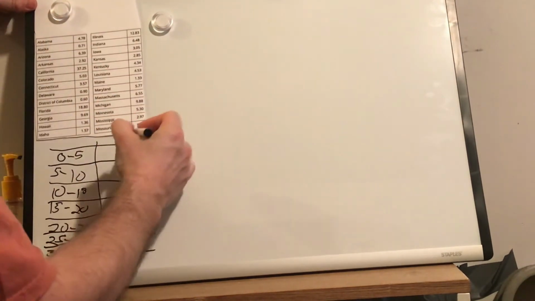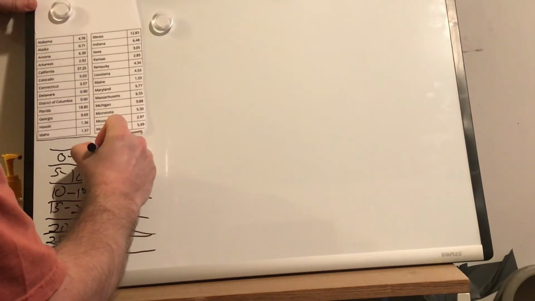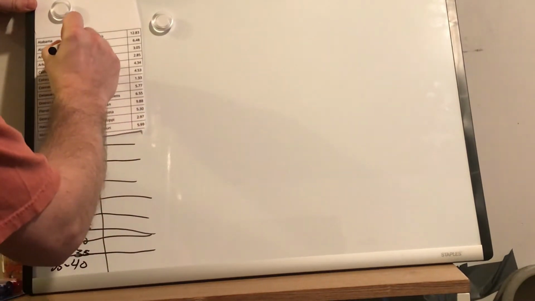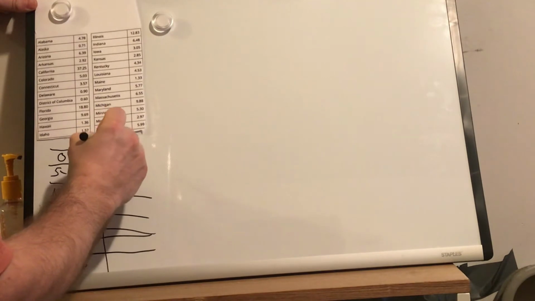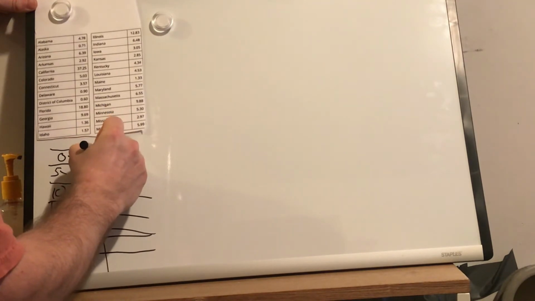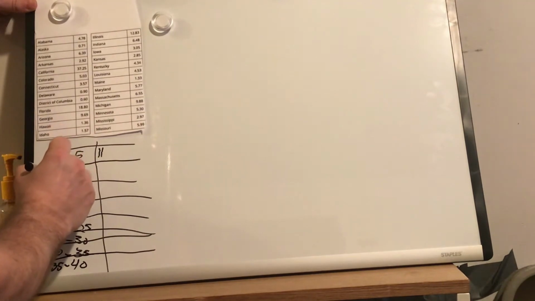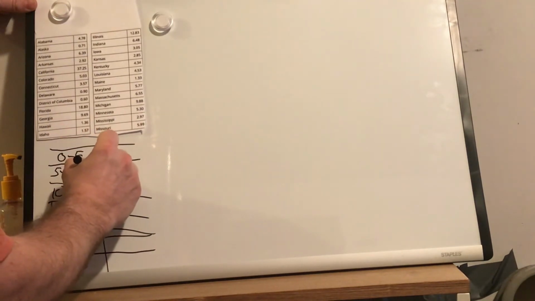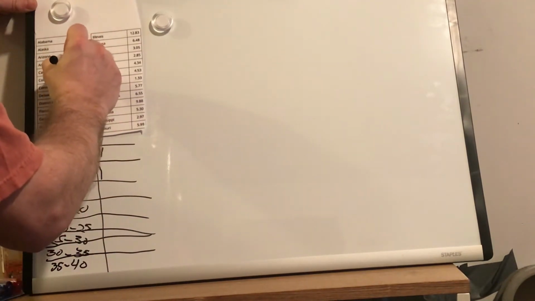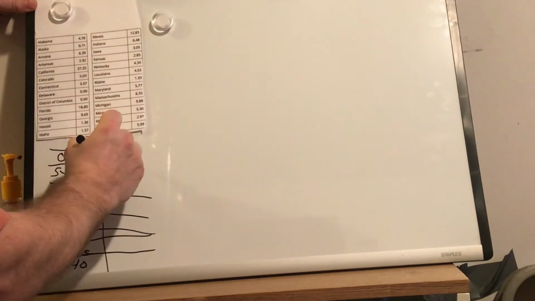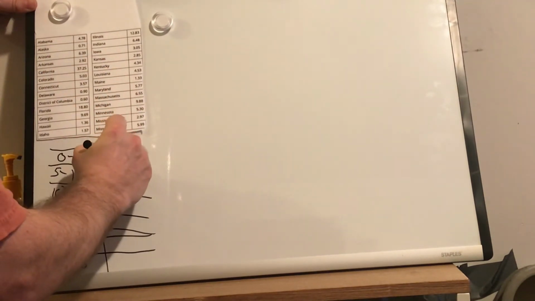Alabama, 4.78. That's between 0 and 5. Let's give that a 1. 0.71 comes between 0 and 5. Let's make that 2. Arizona, 6.39. 6 is between 5 and 10. That's a 1. Arkansas, 2.92 is between 0 and 5. 3.